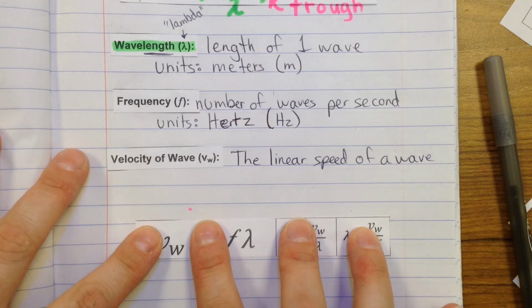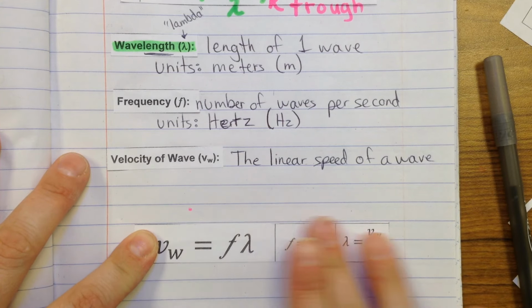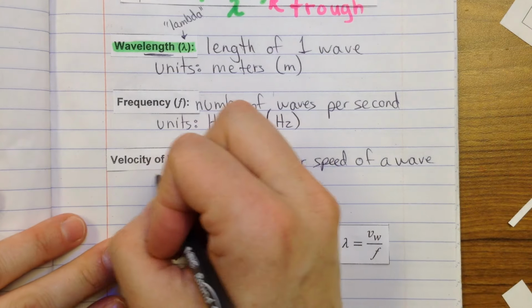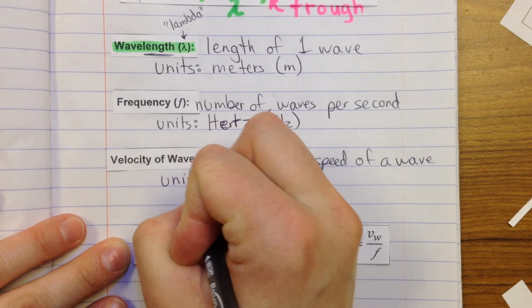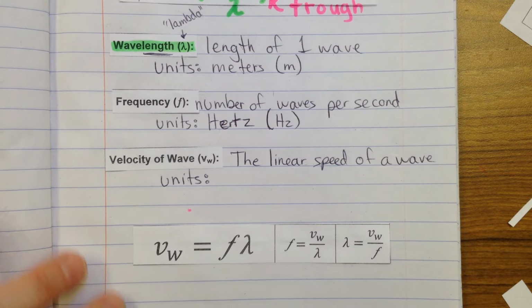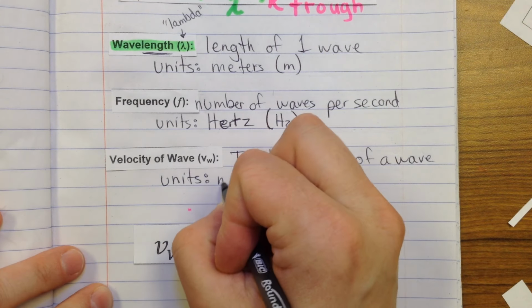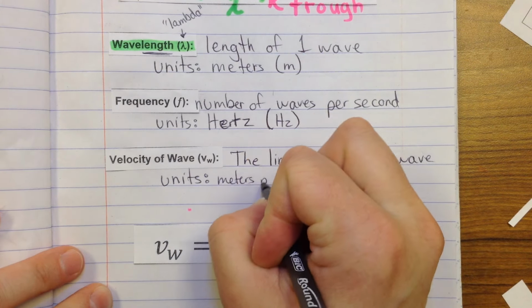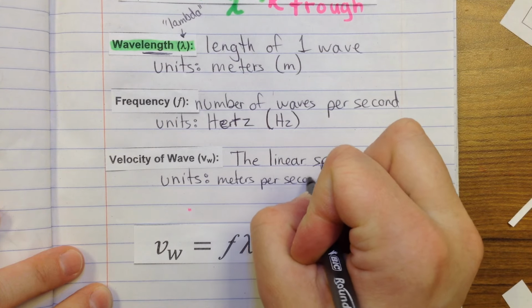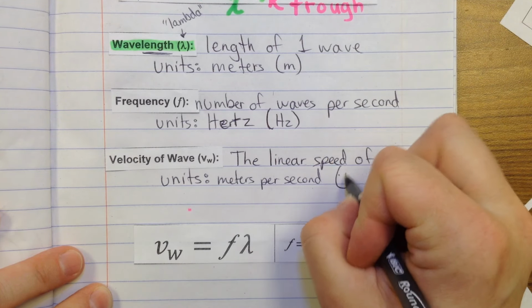Give yourself space above and below it. Now, before I get any further, what do you anticipate the units to be for the velocity of a wave? Meters per second. Very good. Meters per second. Just meters per second.